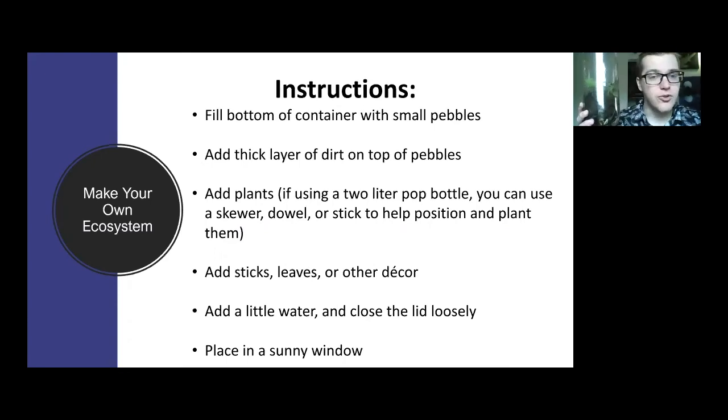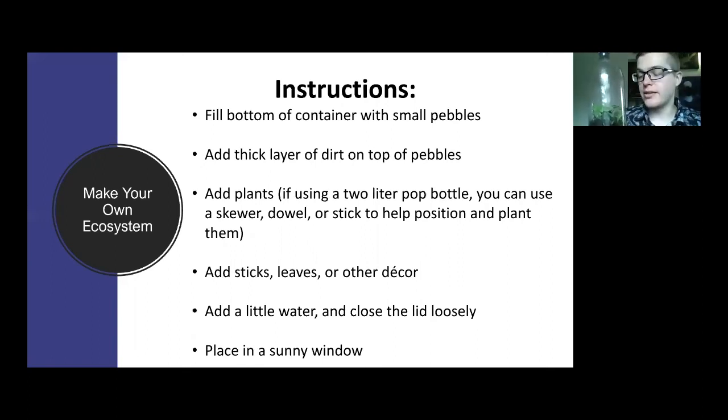After you add the dirt, you're going to add your plants. And again, the plants don't really matter. You can add all sorts of different types of plants. The main thing is you want to make sure your plant will fit through the hole in the top. You can see this big leafy plant in here. When I dug it out of the ground, I was able to fold up the leaves and put it through the top. So that was no big deal.